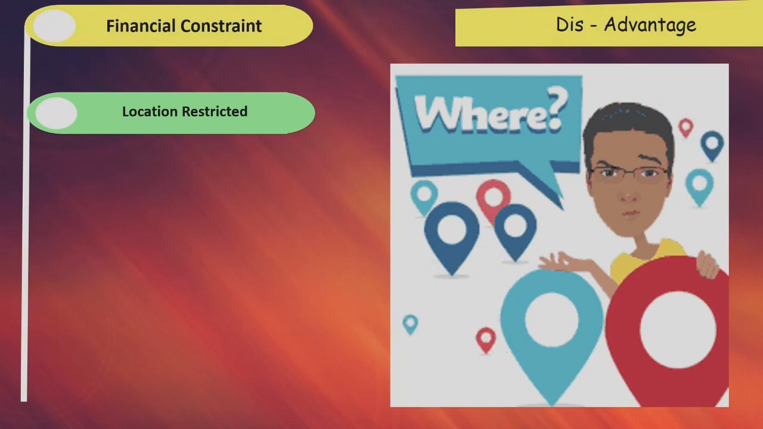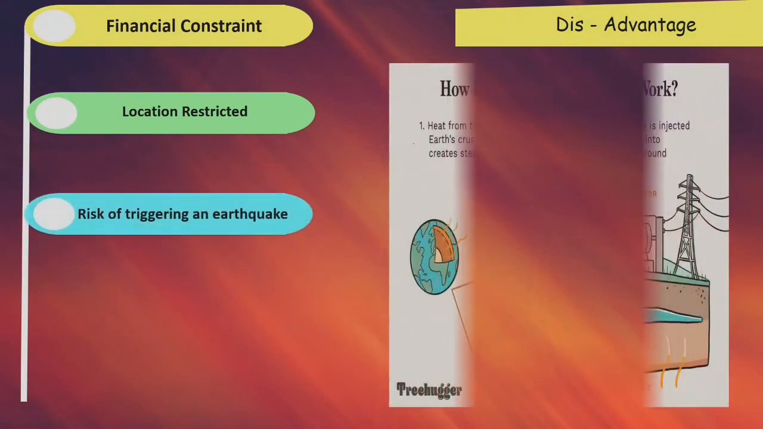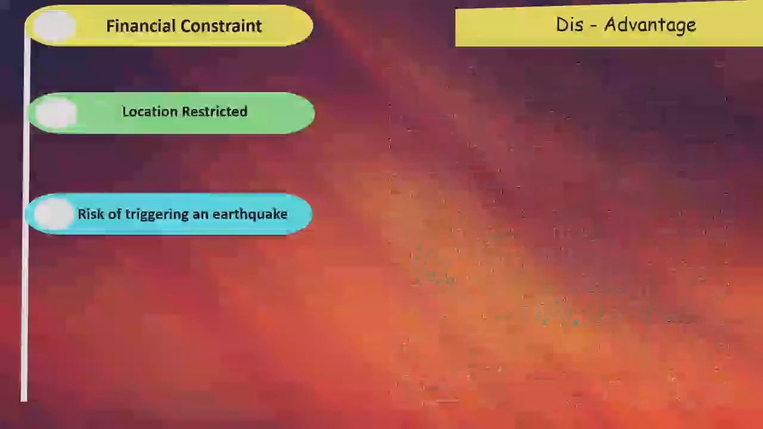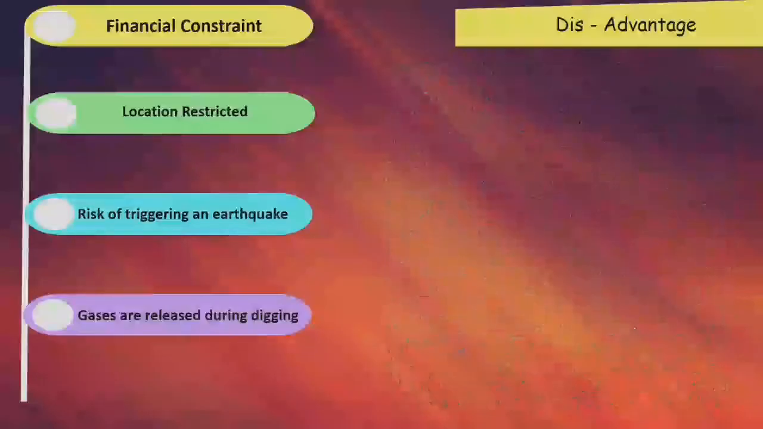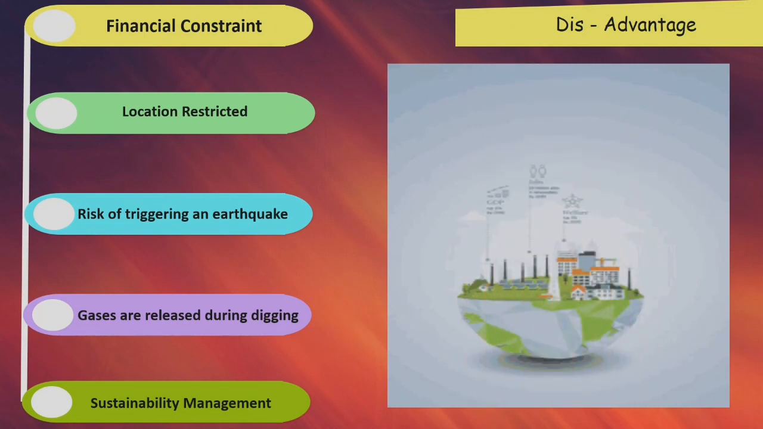The third one is risk of triggering an earthquake due to alteration in the earth's structure as a result of digging. The fourth one, gases are released during digging. There are gases stored under the earth's surface which are released into the atmosphere during digging. And lastly, sustainable management. Reservoir can be depleted if the fluid is removed faster than replaced.